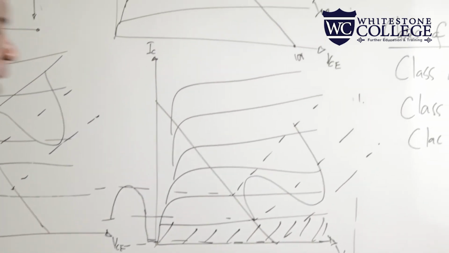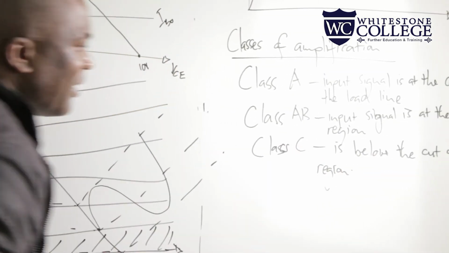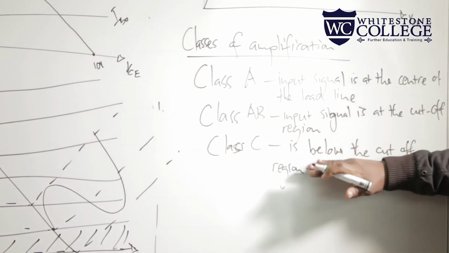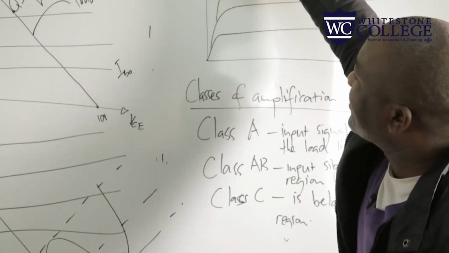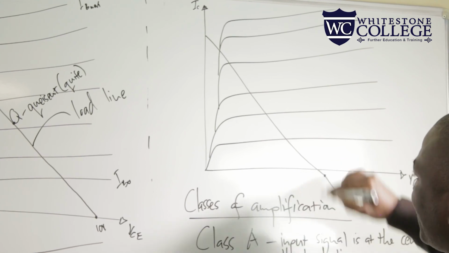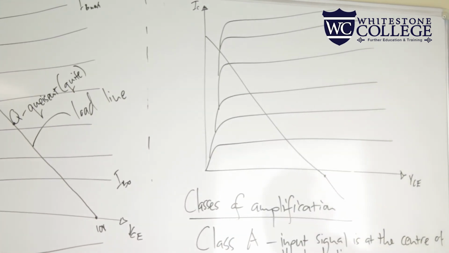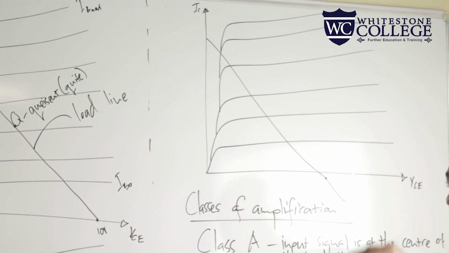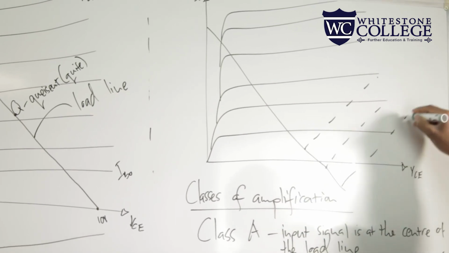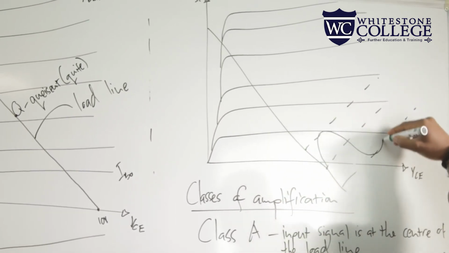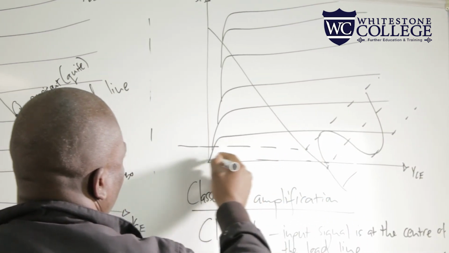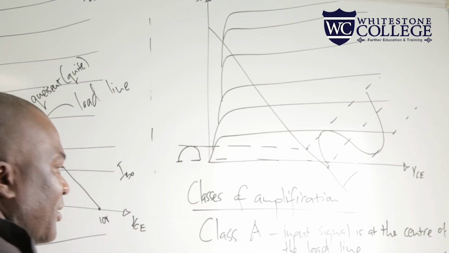All right. Then we have class C amplification. In class C amplification, the input signal will be below the cutoff region. So here is the characteristic curve with a load line. Somewhere here is our Q point along the load line. Then we are going to have an input signal something like this. Then the output will be just that. Are we together?